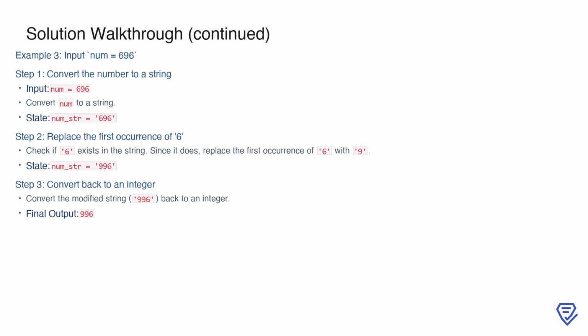In the example where the input is 696, the process begins by converting the number into a string. This gives us 696. With the string representation, we then check for the presence of the digit 6. Since 6 exists in the string, we replace only the first occurrence of it with 9. This changes the string from 696 to 996. Lastly, we convert the modified string back into an integer. The final output for this input is 996.